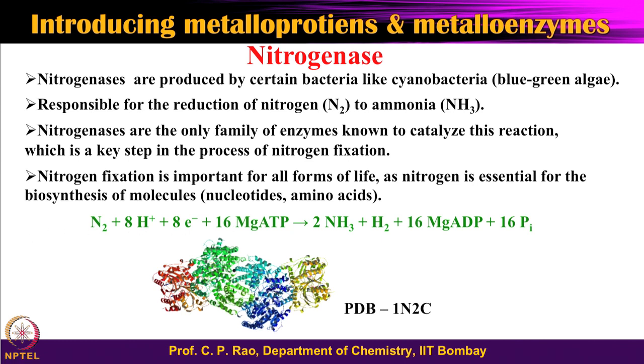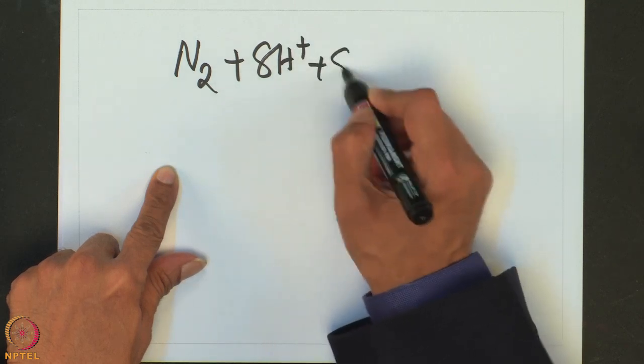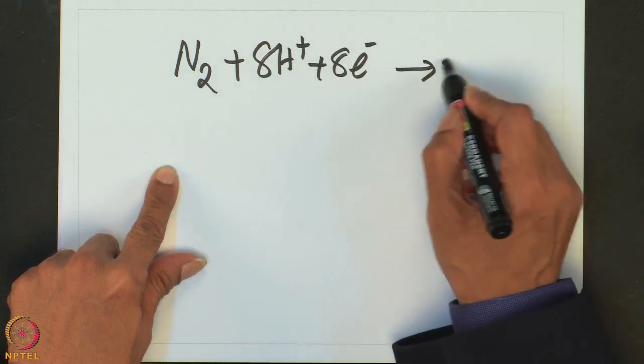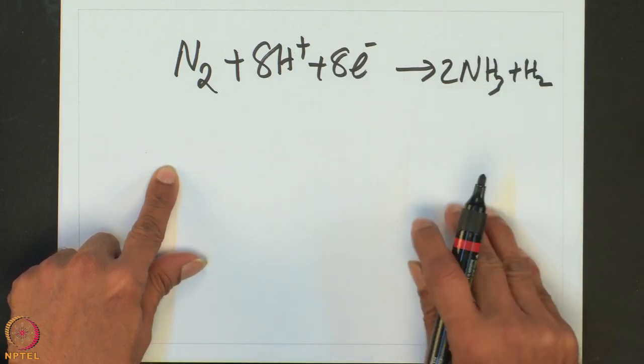I do not mean the better way, extended way. That is, what I have written earlier was N2 plus 8 electrons plus 8 protons giving rise to ammonia molecules, and it does not happen in the enzyme as it is. Earlier I said that this reaction goes from N2 plus 8 H plus, plus 8 electrons giving 2NH3 plus H2. This is what I said, enzyme reaction.